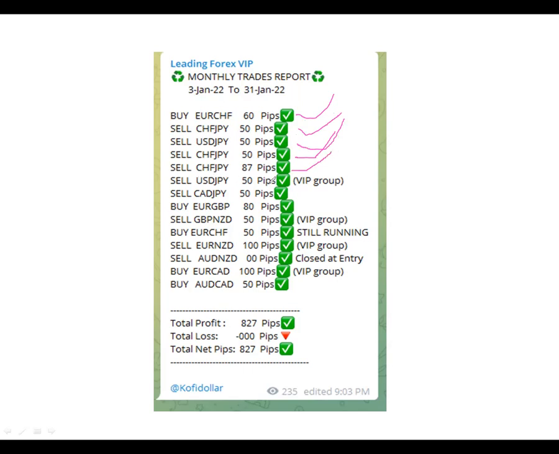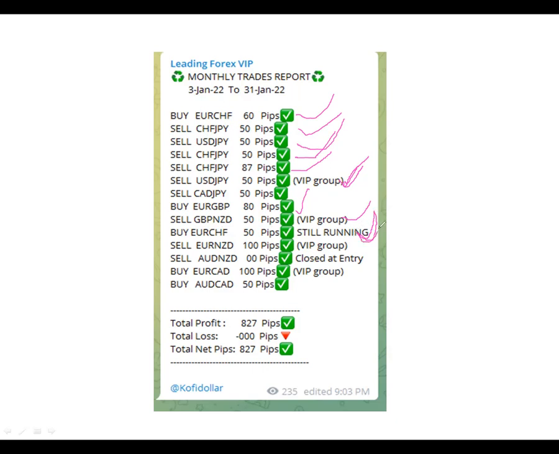Then USD JPY, 50 pips, was given only in the VIP group. Once you see VIP group, it means it was only in the VIP group. Now, Euro GBP, 80 pips, in both channels. GBP NZD, 50 pips, in the VIP group. And then buy Euro share, 50 pips. It was still running, and as I speak to you now, this trade has also given us the total profit we were looking for, which was about 115 pips.